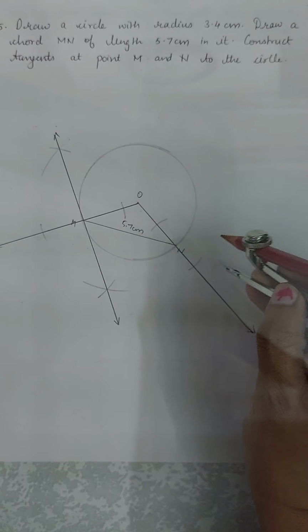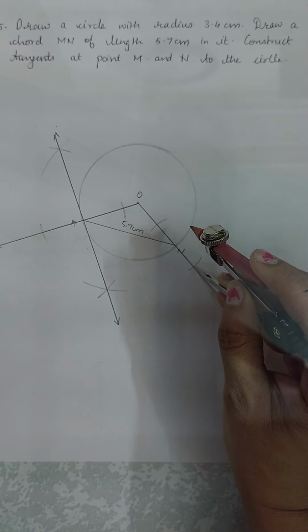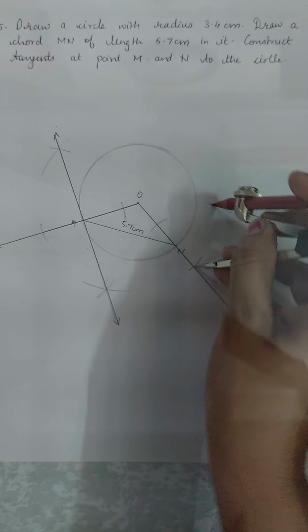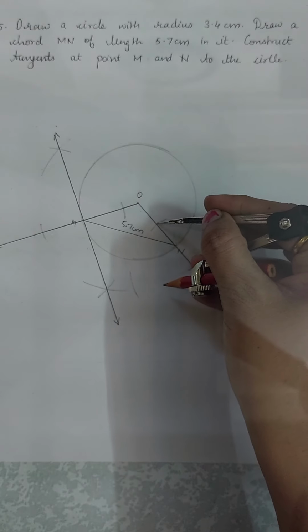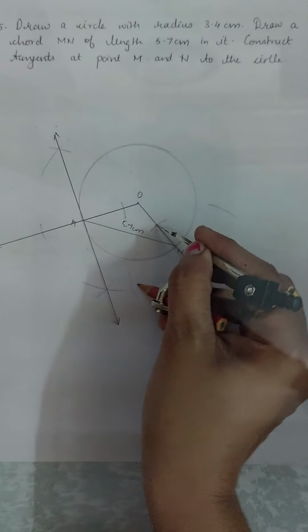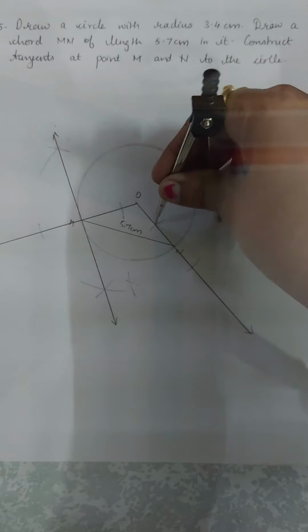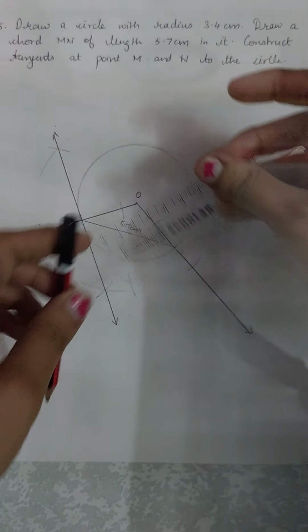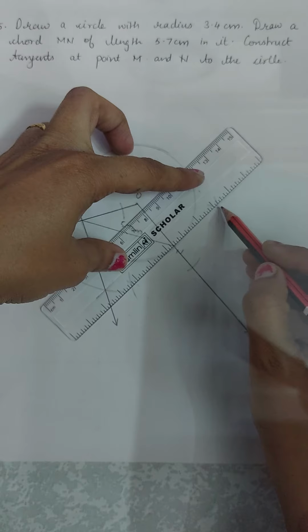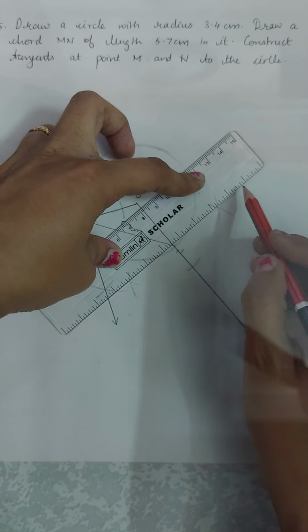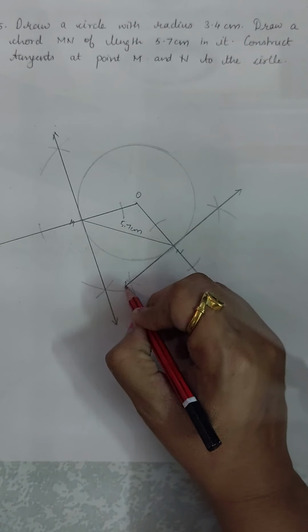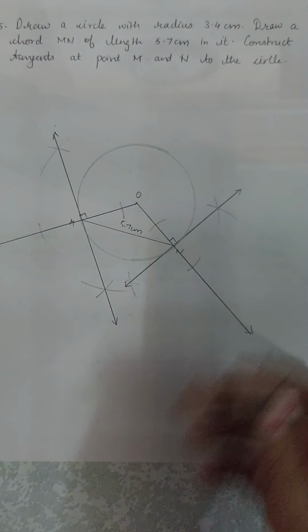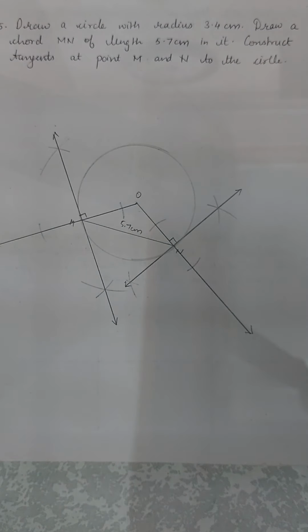Okay, and then draw arcs up, down, similarly draw arcs up, down, and then we draw this. So this is the other tangent: one tangent at M with the radius and tangent, and one tangent here at N. So these are the two tangents that we have made.